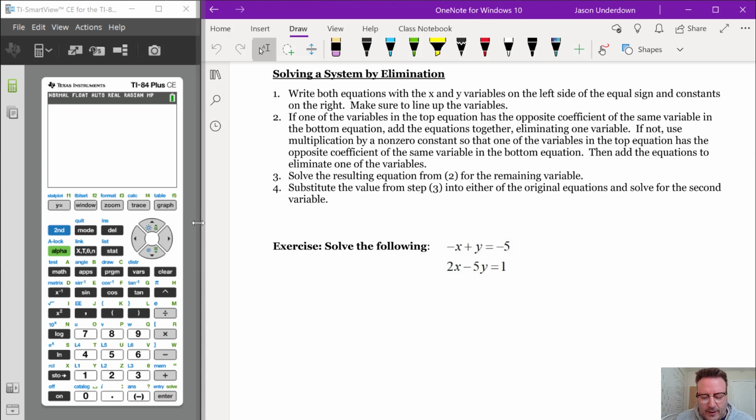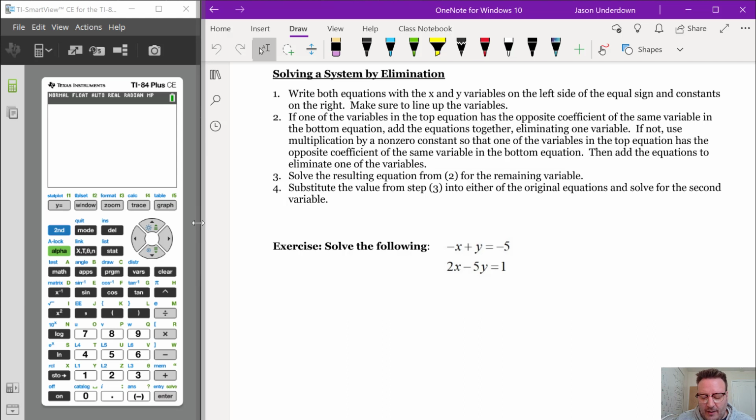So first, you want to write both equations with the x and y variables on the left side of the equal sign and the constant terms on the right. We want to make sure to line up the variables. Step 2: if one of the variables in the top equation has the opposite coefficient of the same variable in the bottom equation, add the equations together, eliminating one of the variables.